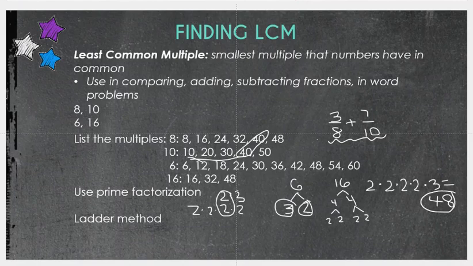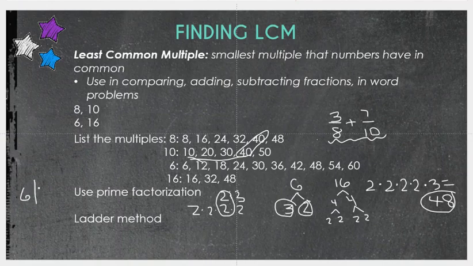So in this case, again, we're using the factor that they have in common, and then all the other factors. And that gives us our least common multiple. Right. And then the ladder method, I guess I'll put it over here.